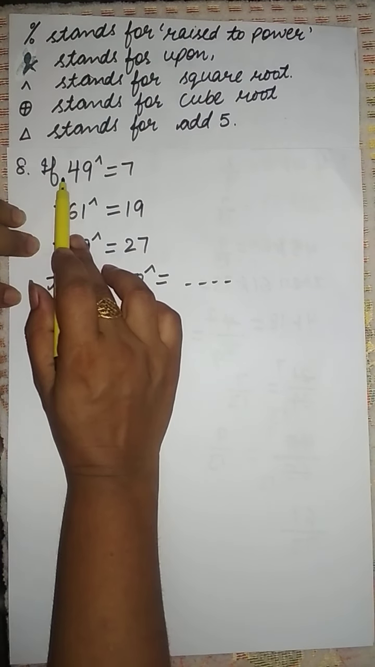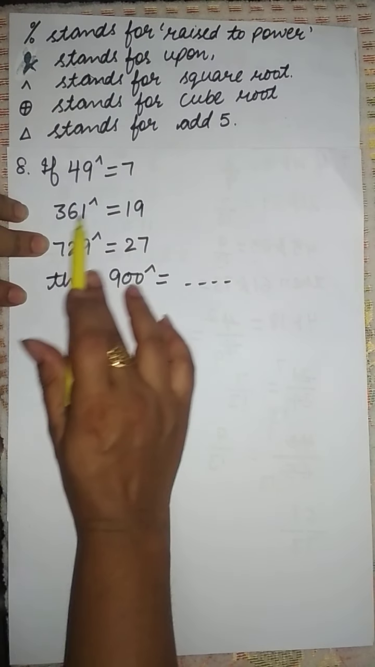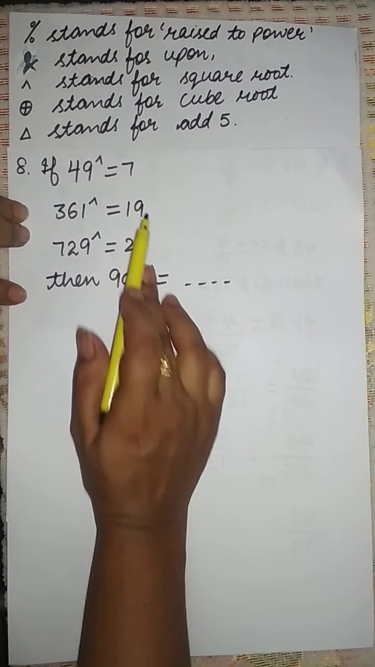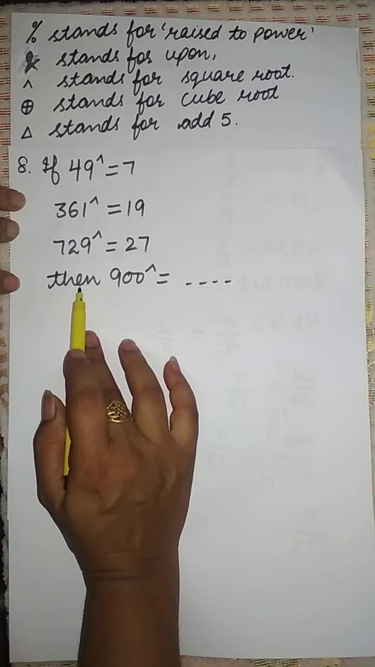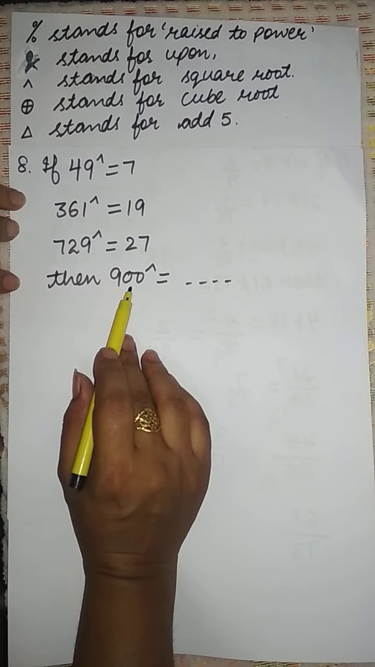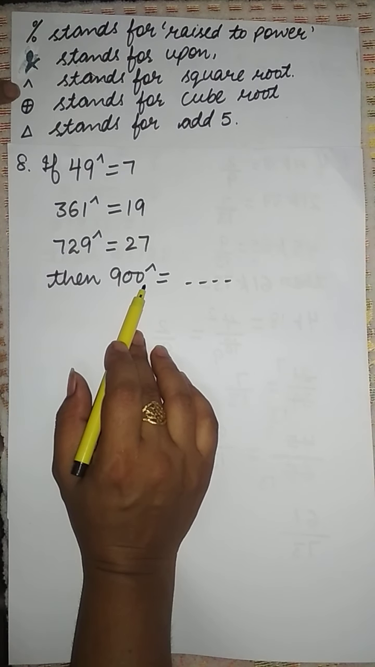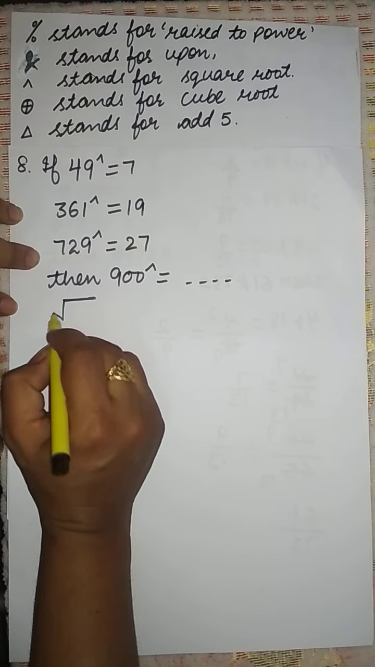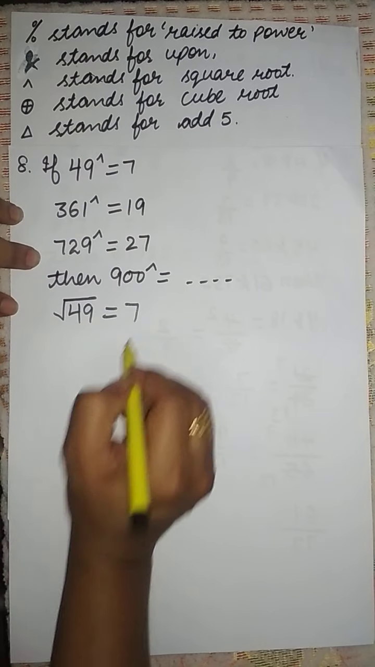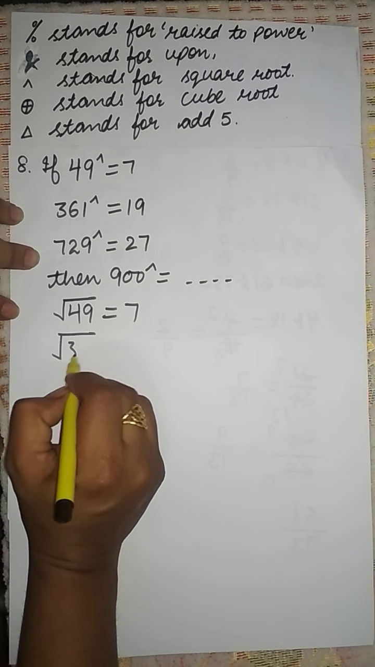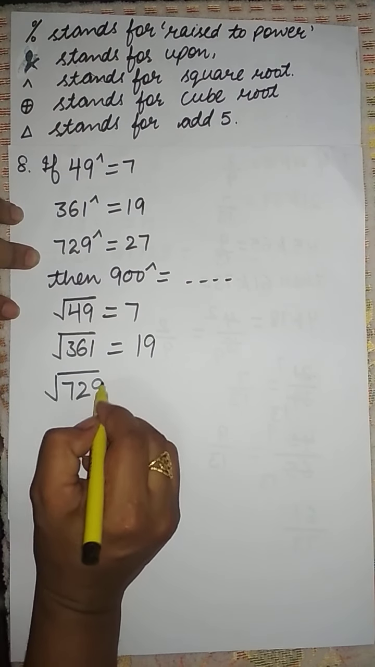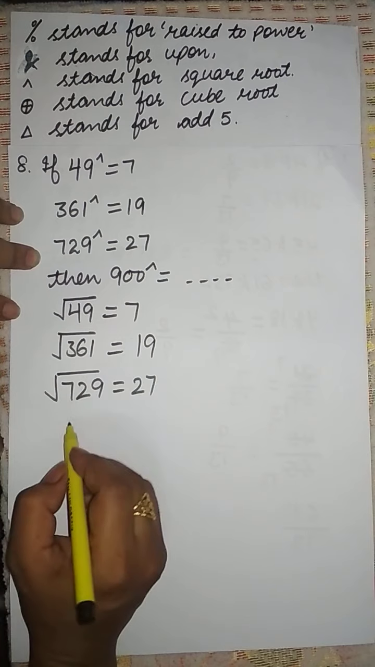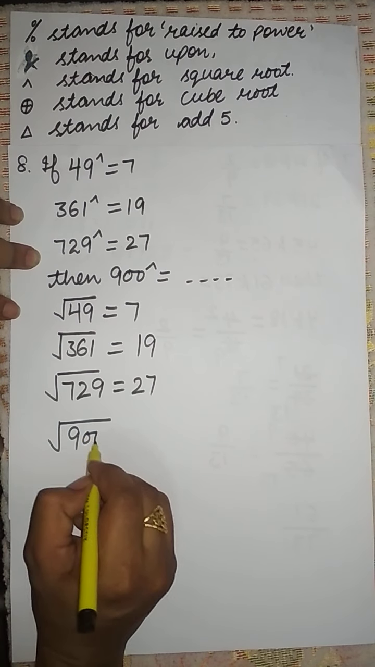Next question is 49 wedge is equal to 7, 361 wedge is equal to 19, 729 wedge is equal to 27, then 900 wedge is equal to what? Now we know that this wedge symbol stands for square root. It means we can write here square root of 49 is equal to 7, square root of 361 is equal to 19, square root of 729 is equal to 27, and we are to find out the square root of 900.